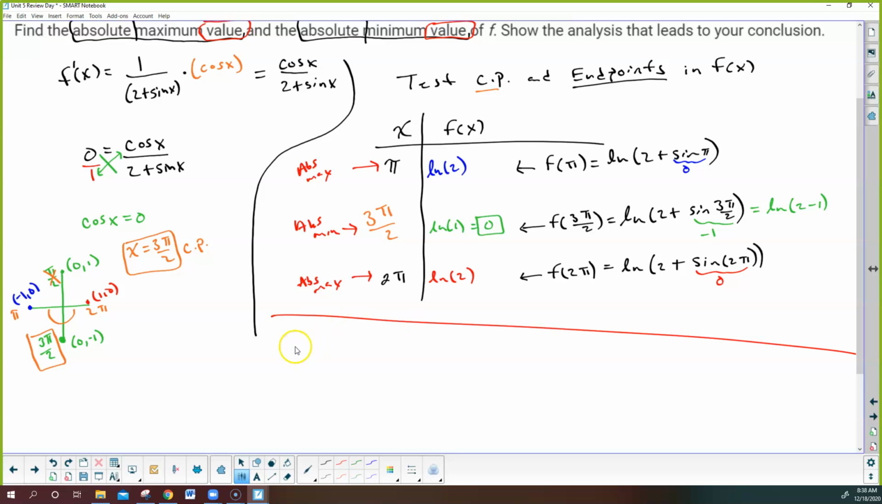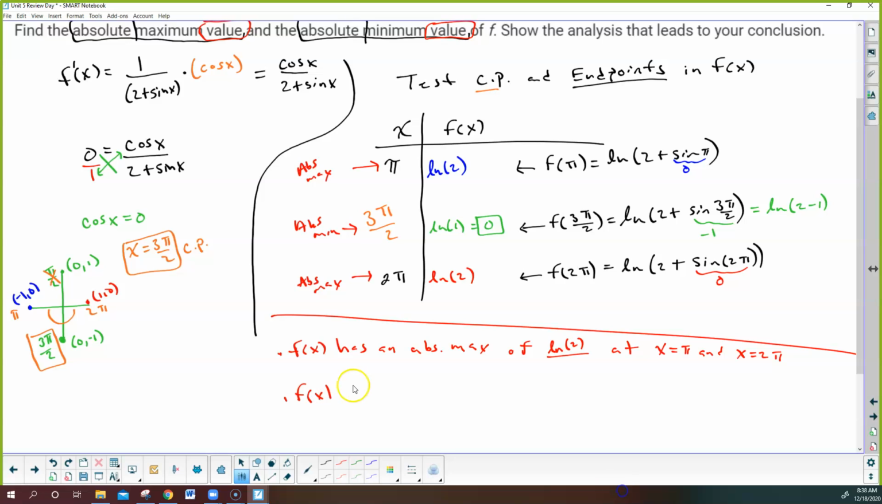So here's what I'd ask you to do. You always relate it back to the original function. Okay, so f of x has an absolute max of, that's what they're looking for. What is the absolute max? It's the output. And then where does it occur? At x equals pi and x equals 2 pi. Okay? And if you really, yeah, that's probably good enough.